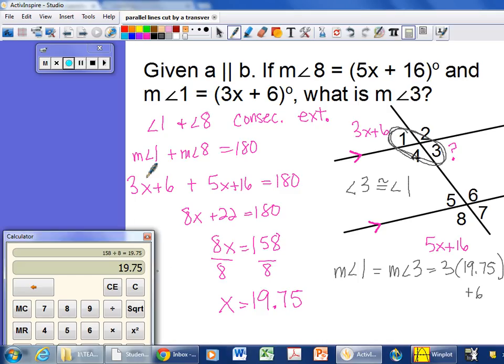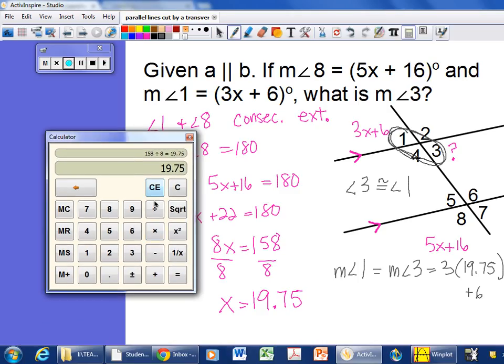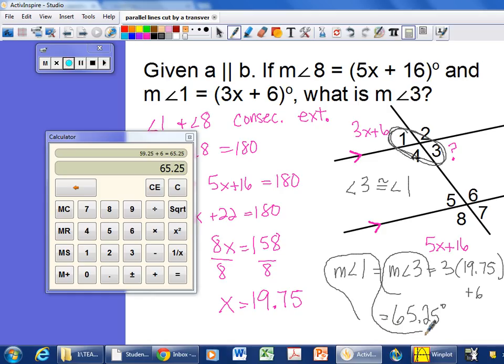So let's see, bring our calculator back, come over here, calculator, times 3 plus 6, sorry, and we get 65.25 degrees for the measure of angle 1. So, alright, measure of angle 3, that's what we wanted. Here, let me circle this one. There we go, because the measure of angle 3 and the measure of angle 1 are the same, because they're vertical angles. So this is what I wanted to circle.